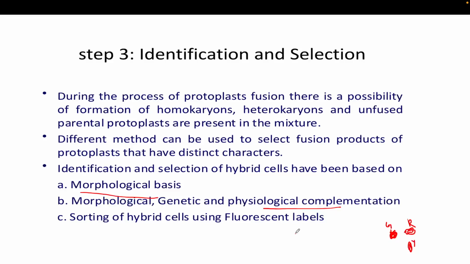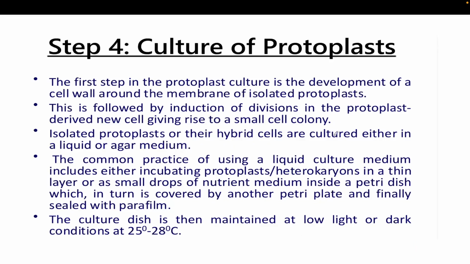Then, after isolating the protoplast, you need to culture it. The first step in protoplast culture is to develop a cell wall around the membrane of the isolated protoplast, because at the end you require the original shape or original constitution of the plant cell. So in culturing, the cell wall around the membrane of the isolated protoplast will be developed. This is followed by the induction of division in the protoplast-derived new cell, giving rise to a small cell colony.